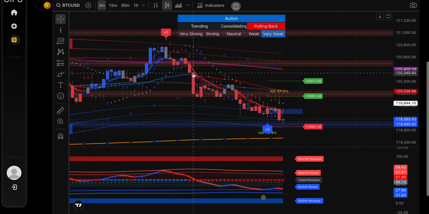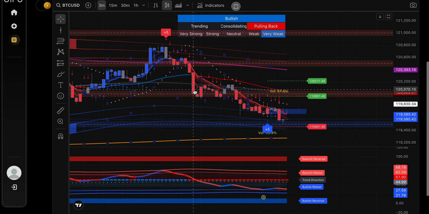So once it closes as a red candle, you'd have to be here on the chart. Just see it. It closes as red trend line.